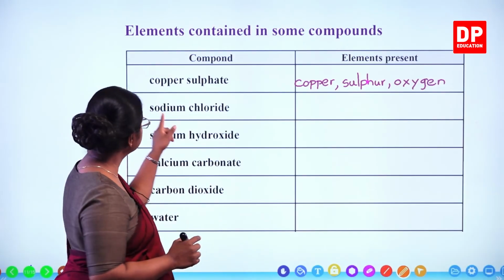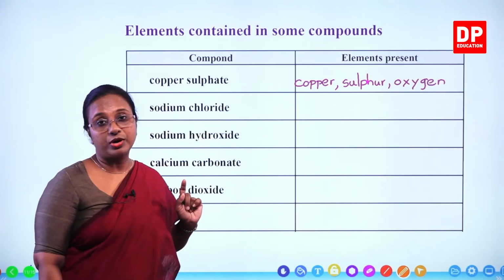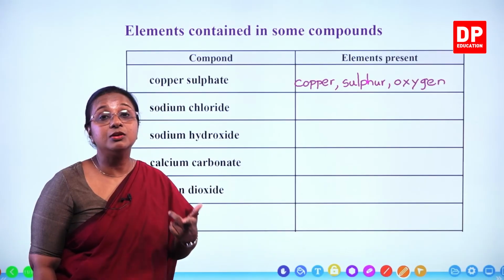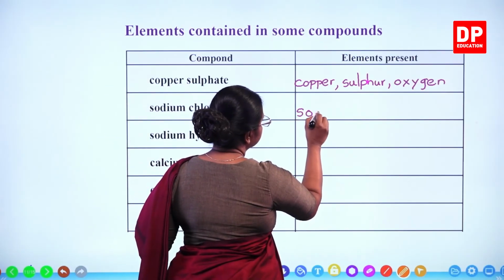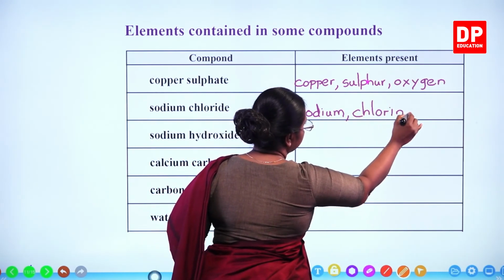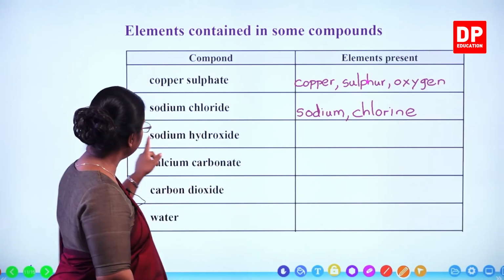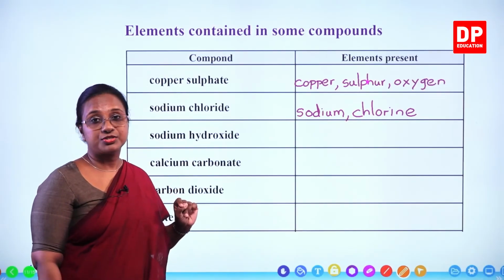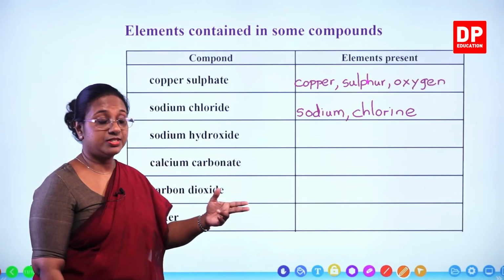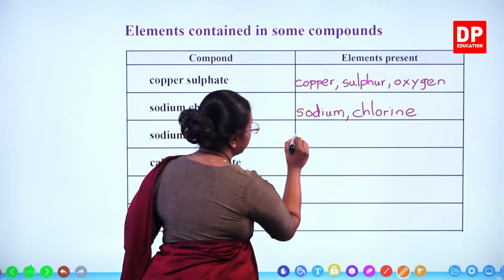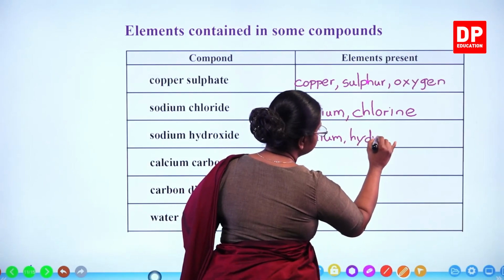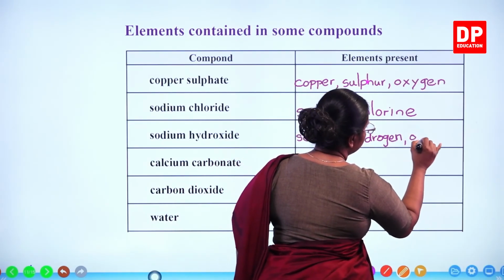Then what do we have? The second compound, sodium chloride. I told you all to remember the names. Sodium chloride. So it's sodium and chlorine. So there is sodium and chlorine. Then what do we have? Sodium hydroxide. So again, sodium, hydrogen, oxygen. So they have sodium, hydrogen, oxygen.